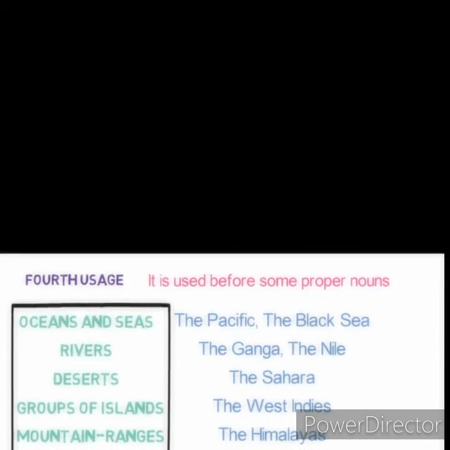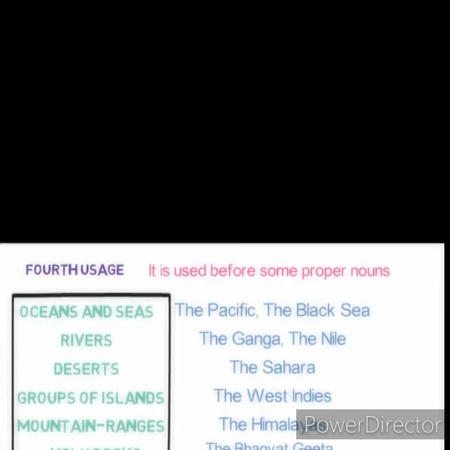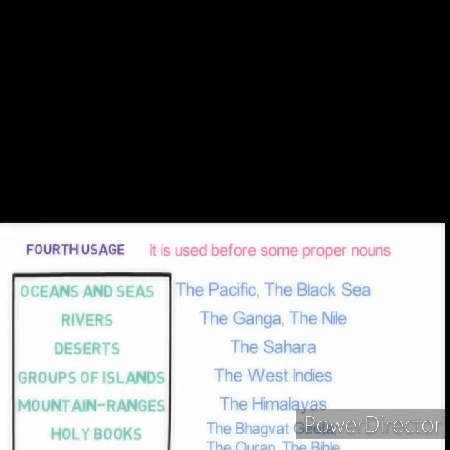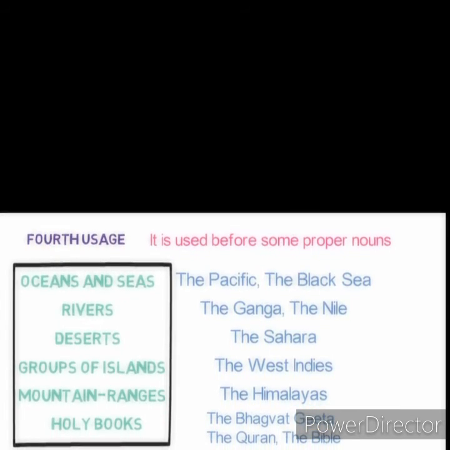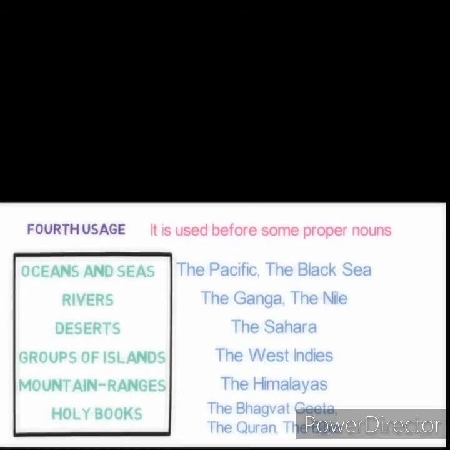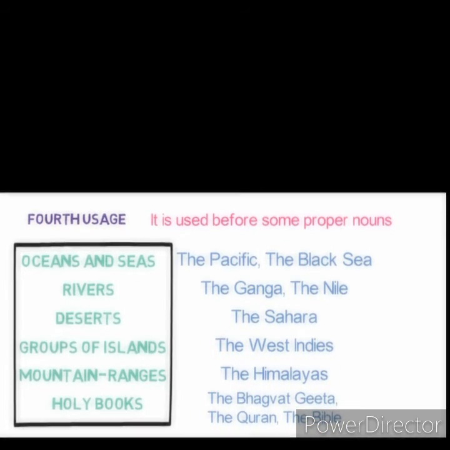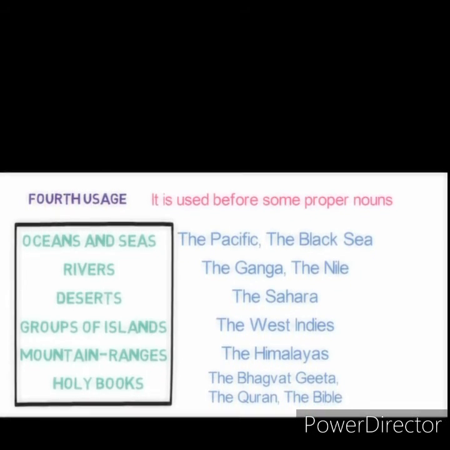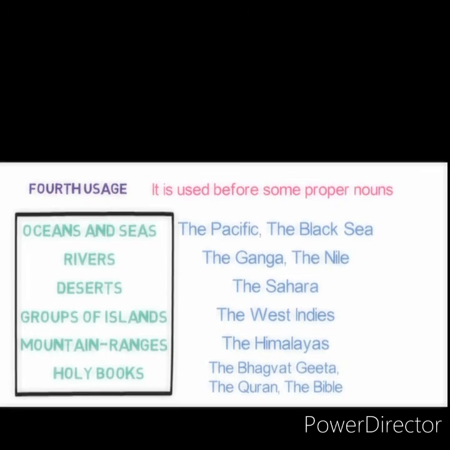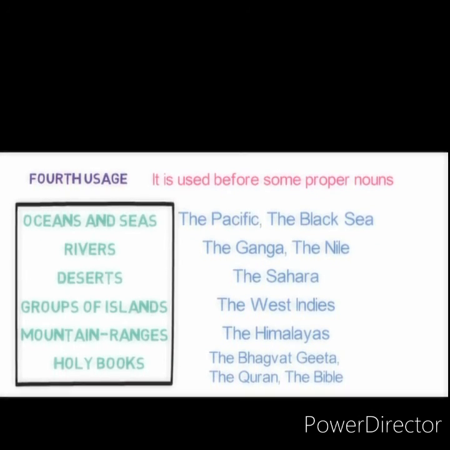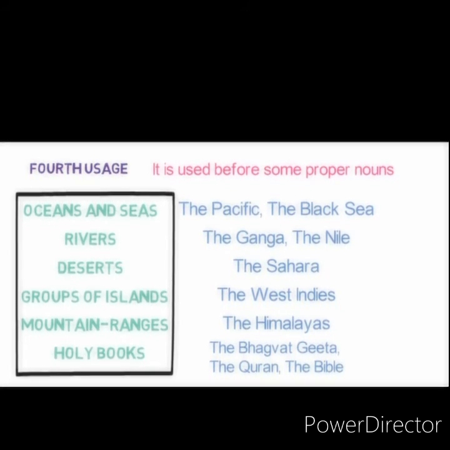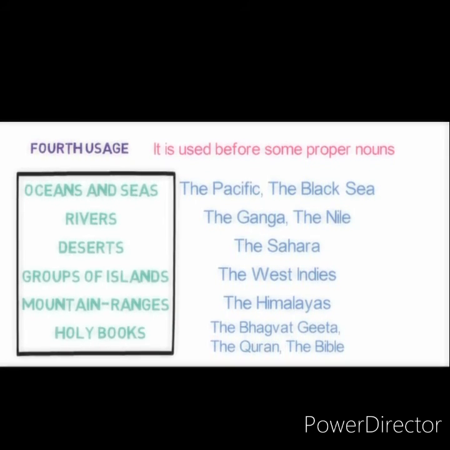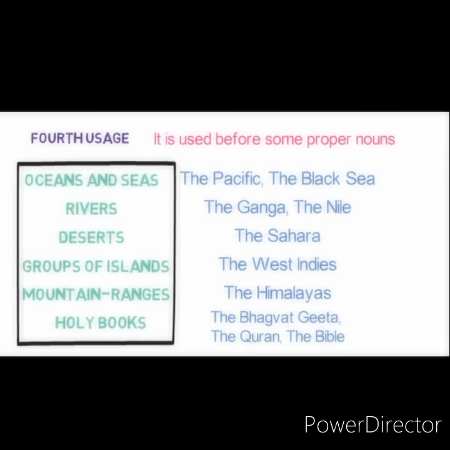Fourthly, article the is used before some proper nouns. Remember, before some. It is not used with all the proper nouns. It is only used before some proper nouns. Like names of oceans and seas, names of rivers, names of deserts, groups of islands, mountain ranges, and names of holy books. So, with these proper nouns, we use article the.